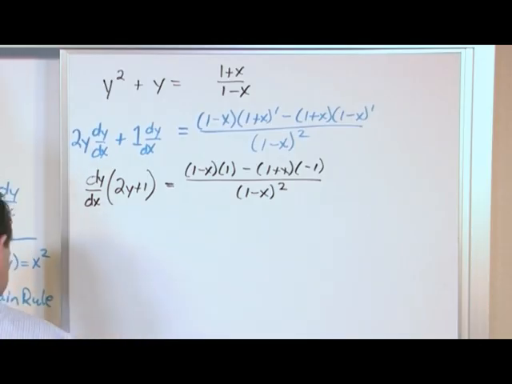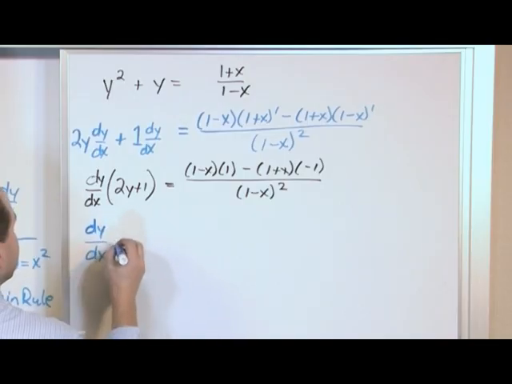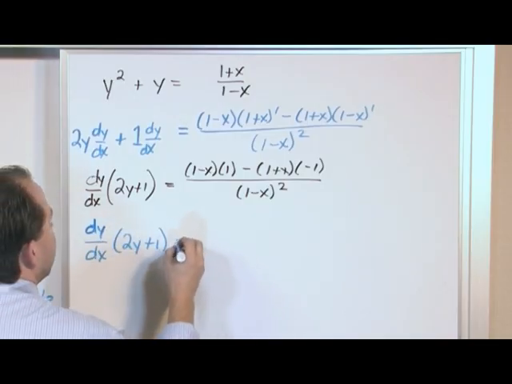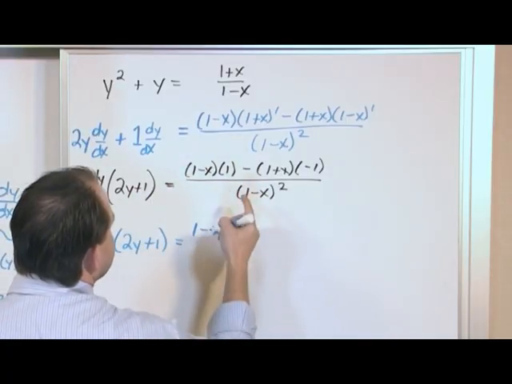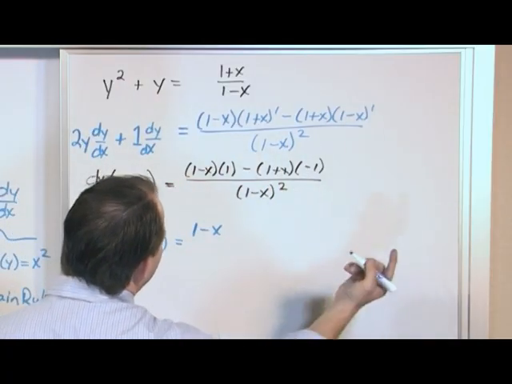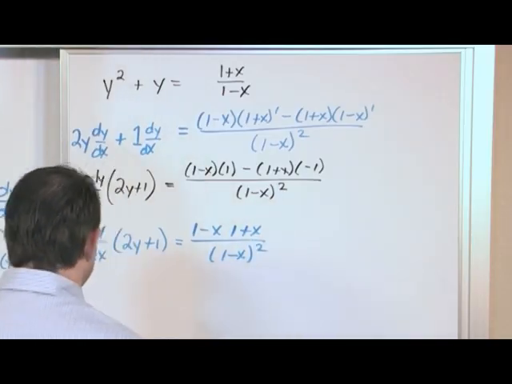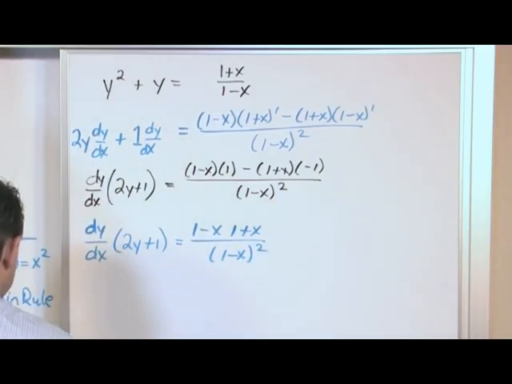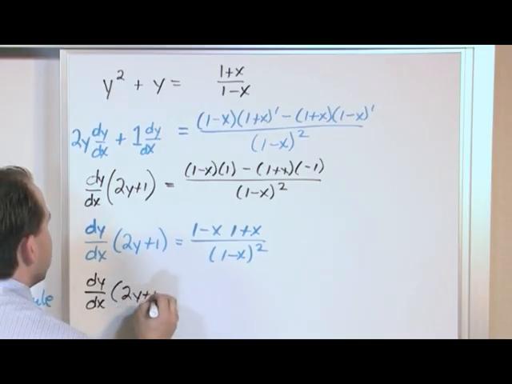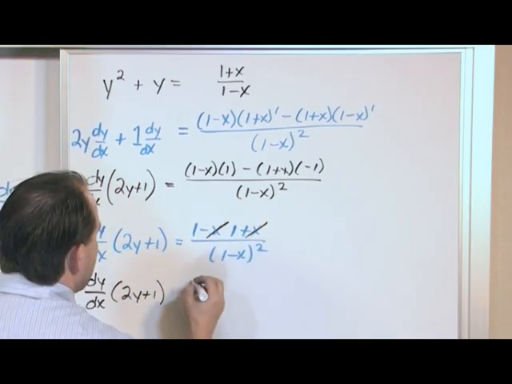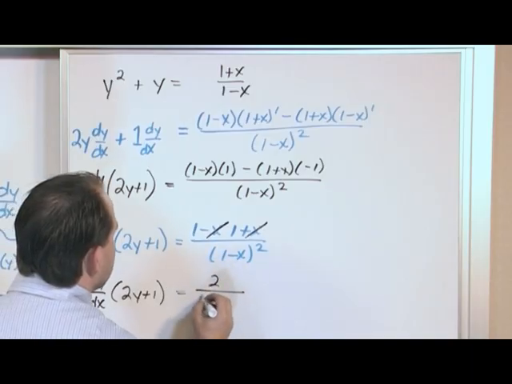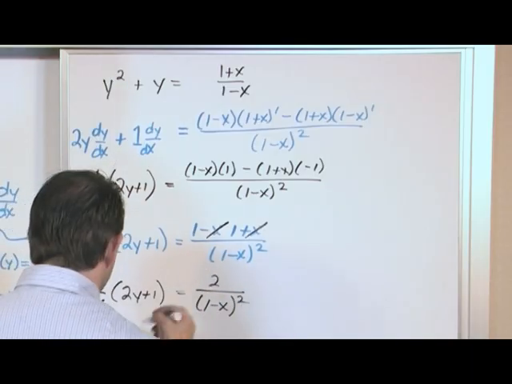So let's go ahead and simplify this just a little bit more. We'll have dy/dx times (2y plus 1), and then over here it'll be simply 1 minus x. Here we're going to distribute in negative times negative is positive, so we're going to have 1 plus x sitting on the top, and then we'll have (1 minus x) squared. So we just have to do some algebra. To continue simplifying, what we'll have is dy/dx times (2y plus 1). On the top, negative x goes out with x, so what we'll have is 2 over (1 minus x) squared.